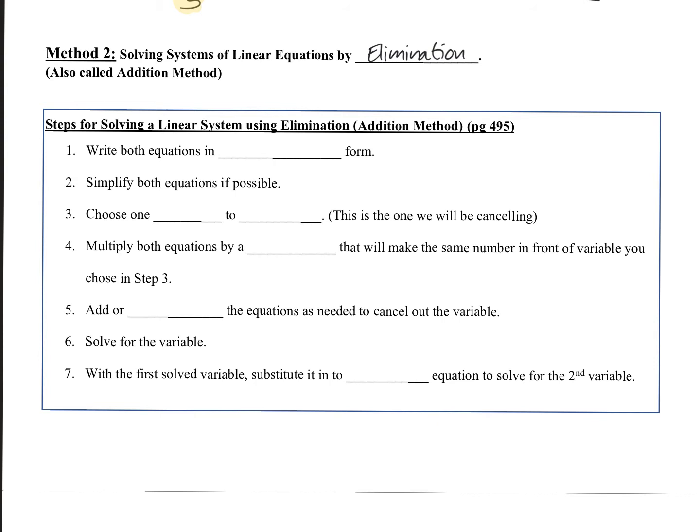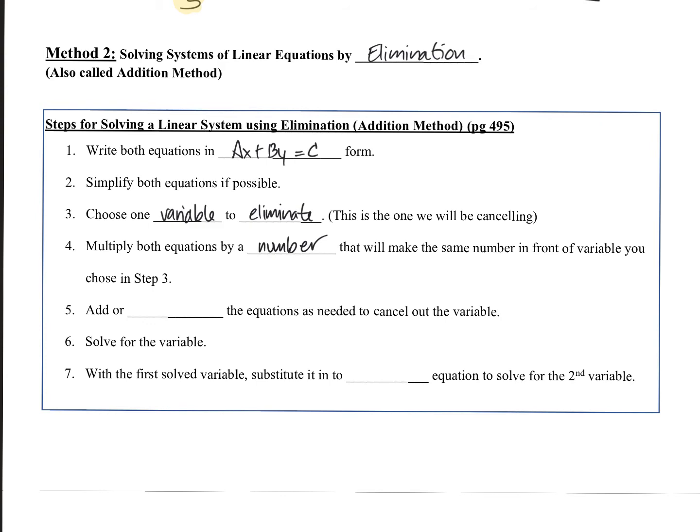So first we're going to write both equations in ax plus by equals c form. Basically, get the variables on one side. Simplify both equations if possible. Then we're going to choose one variable to eliminate. And note, this is the variable that we'll be canceling, hence eliminate. Step 4. We're going to multiply both equations by a number that will make the same number in front of the variable you have chosen in step 3.